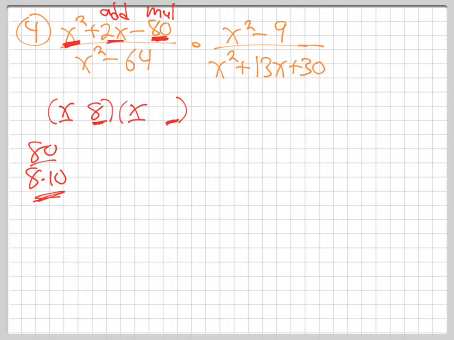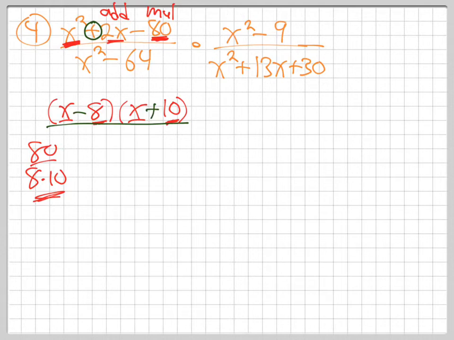8 times 10. Now, how do you know what signs go on the 8 and the 10? Yeah, remember it's all about the middle, exactly. Sign in the middle goes on the bigger. Remember that? Sign in the middle goes on the bigger. The 10 is the bigger, so he's got to be the plus, the 8 is the minus, because plus 10 minus 8 is plus 2 in the middle. Is that good?